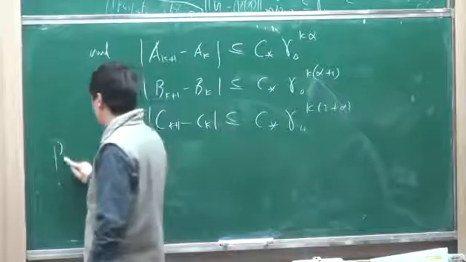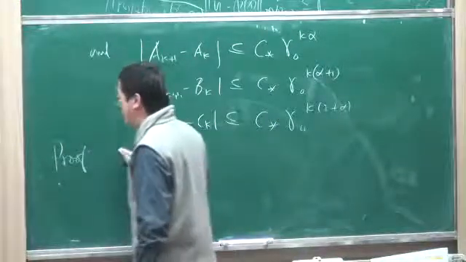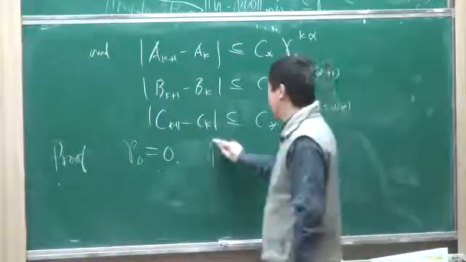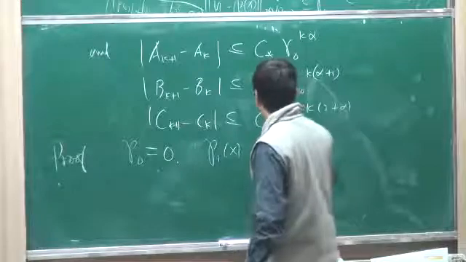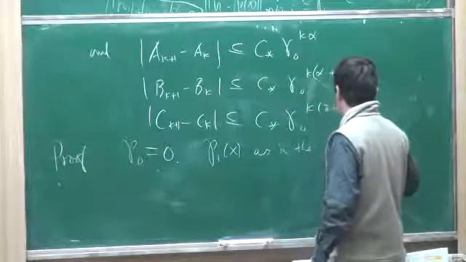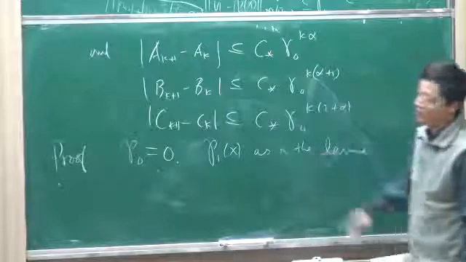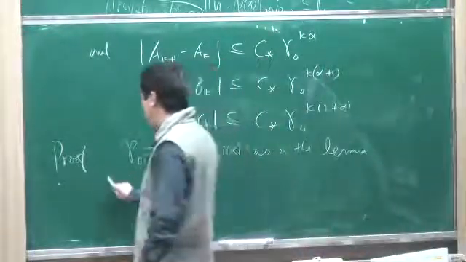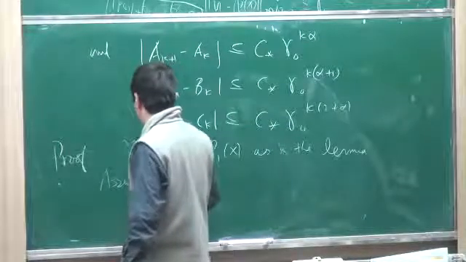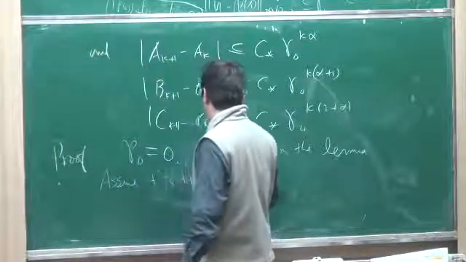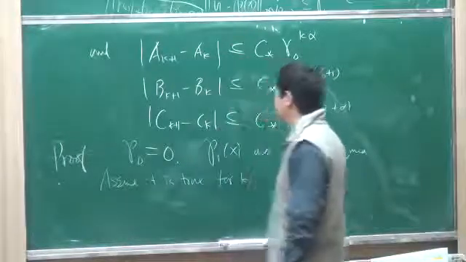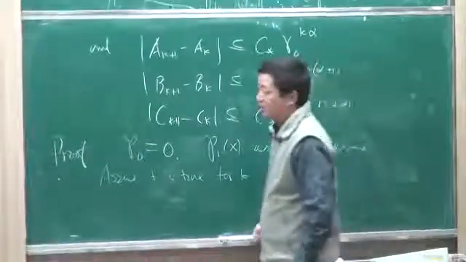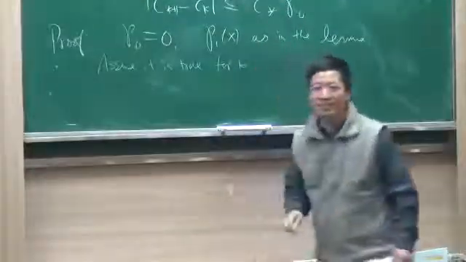So proof. Of course, you take a P0 equals to 0. You don't have to do anything, and the P1 as in the lemma, and you don't have to do anything. I just provided it, and so you assume it is true for K. Suppose you did that, then you want to do it for K plus 1.